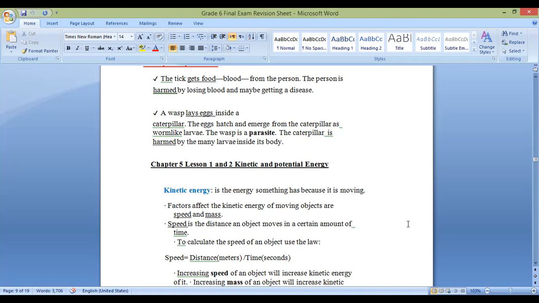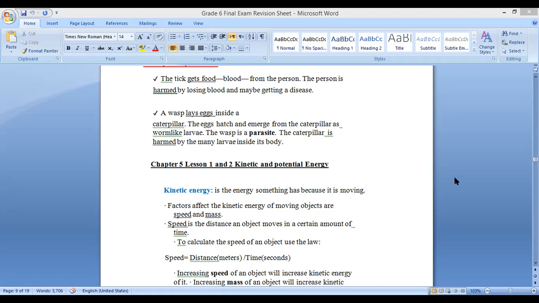Let's say the first person moved a distance of 10 meters in 2 seconds, and the other person moved the same distance in 5 seconds. Which one has more speed, the first or the second person? The first. The first, because he moved this distance in a shorter time. Right? Yes.